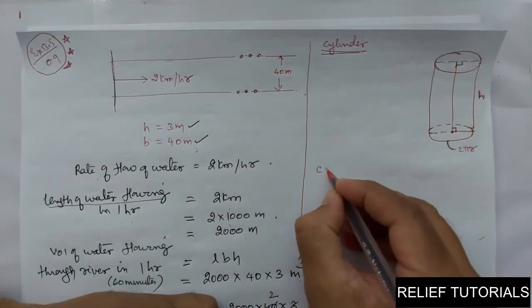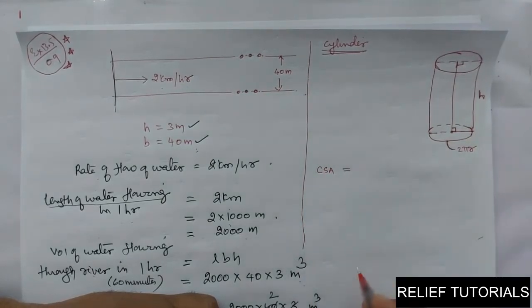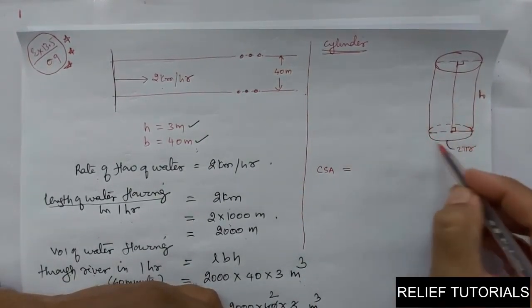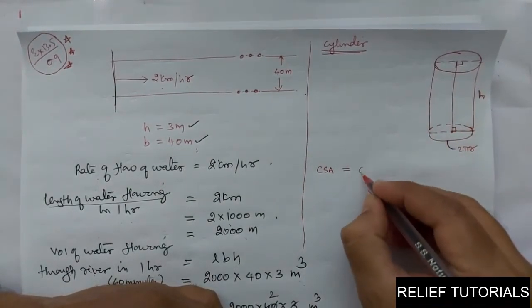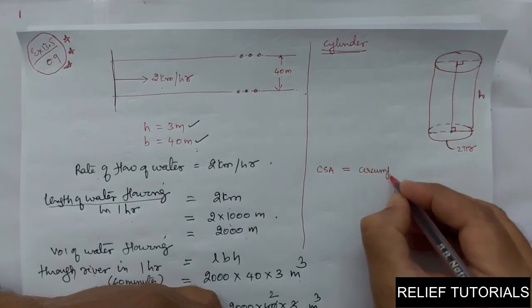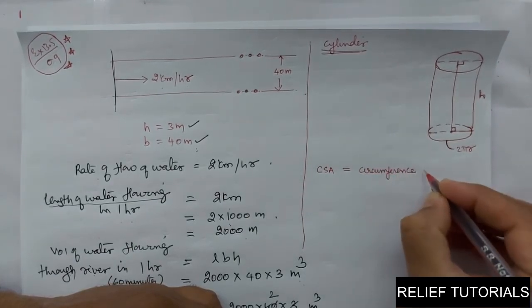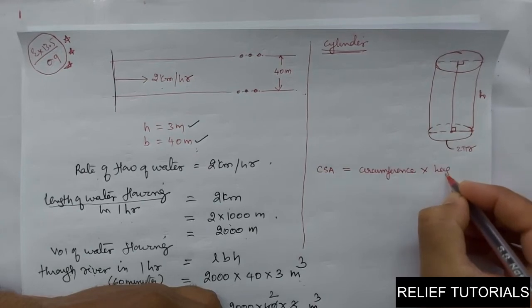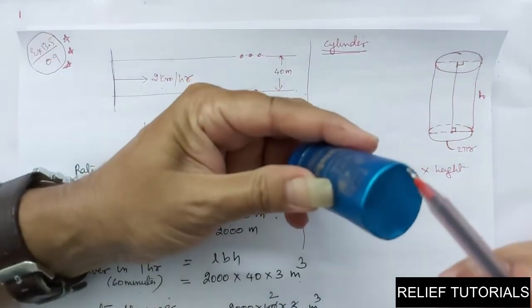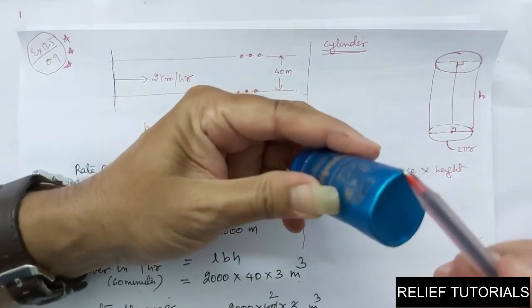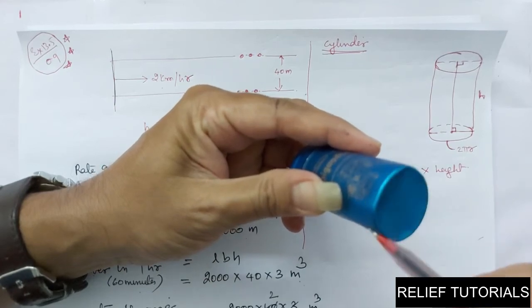So we can say CSA of a cylinder depends upon two factors. One is circumference and one is height. So we can say circumference, that is perimeter, into height. In short, this part is called circumference. So we can say this is the perimeter of base.